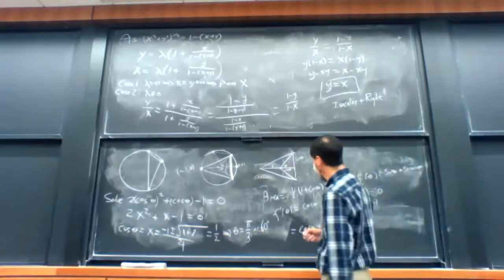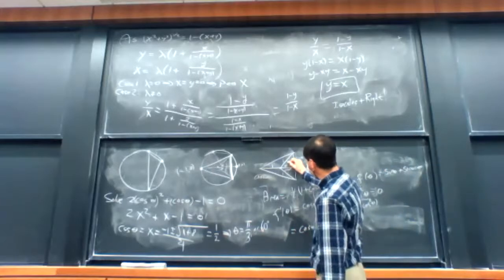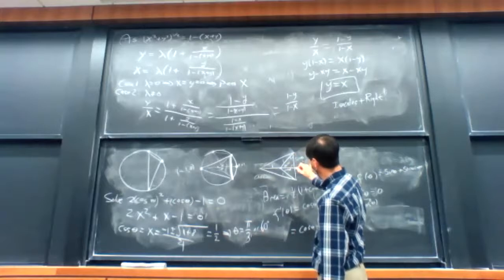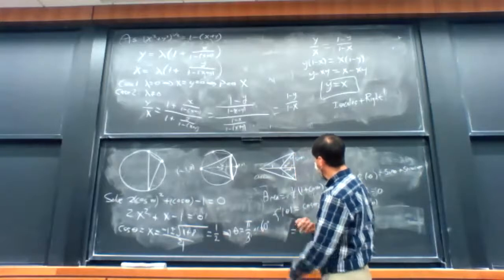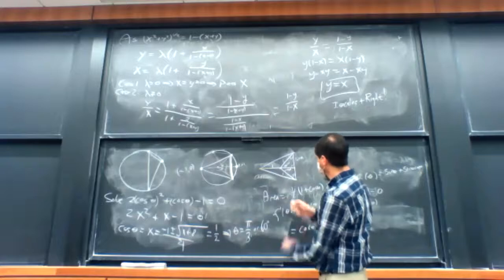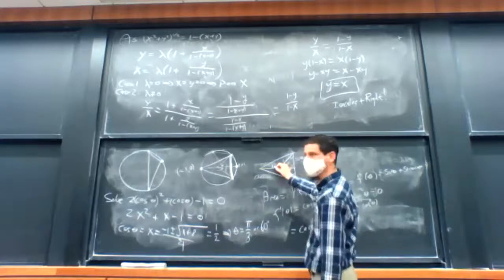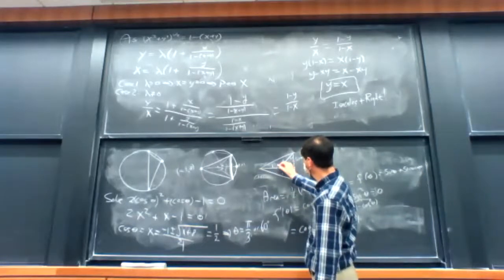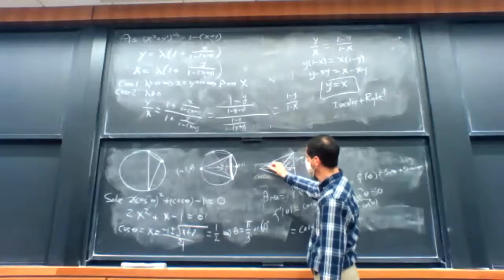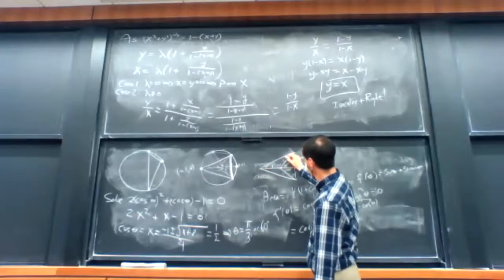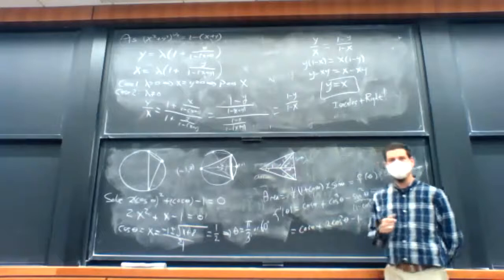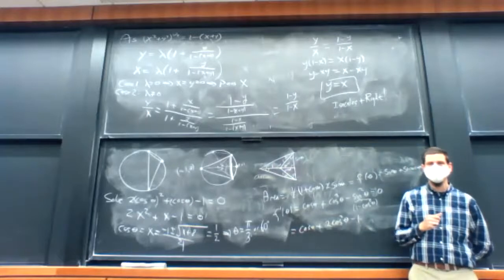So if this is 60 and this is 90, it should be 30, 30. This is 1 over here, this is 1 over here. If this is 60, this is 120. So this has to be 30, 30, 30, 30. What kind of triangle did we get? Equilateral triangle.